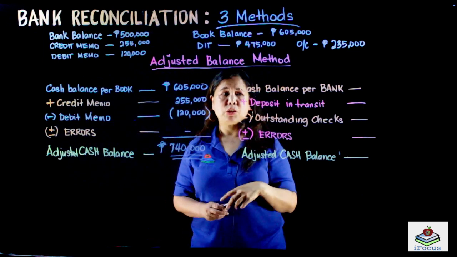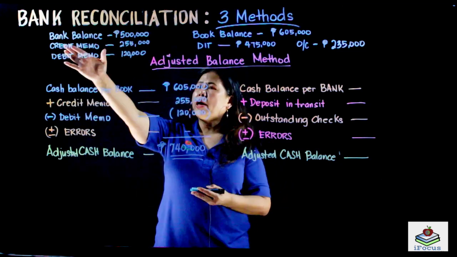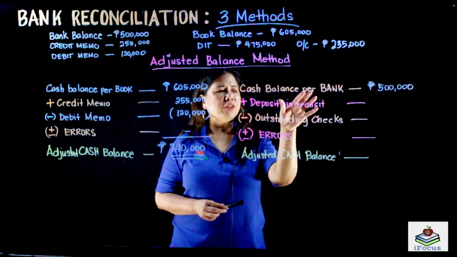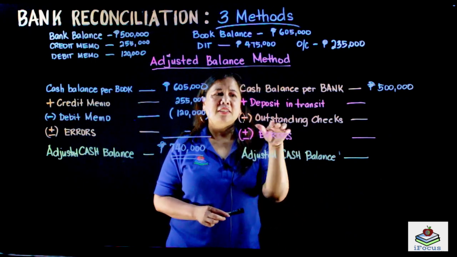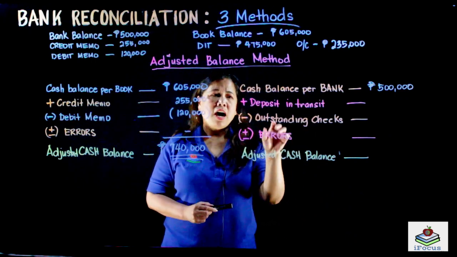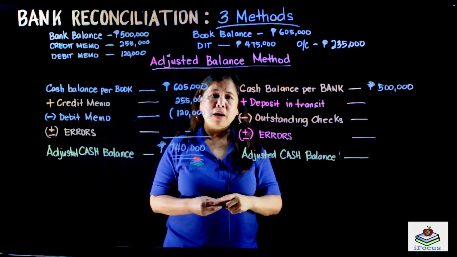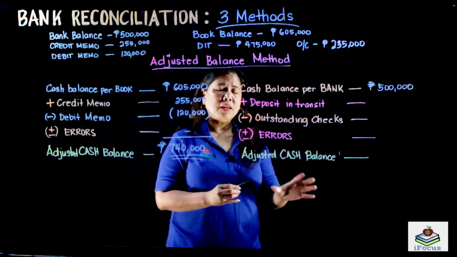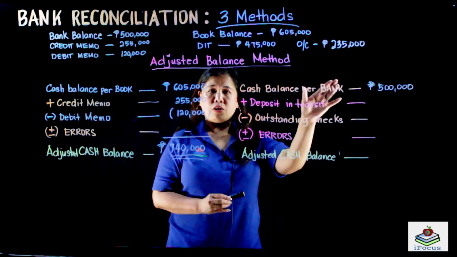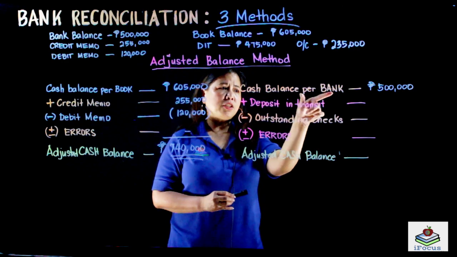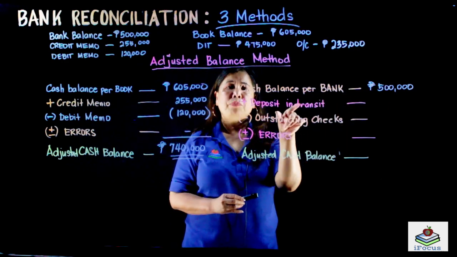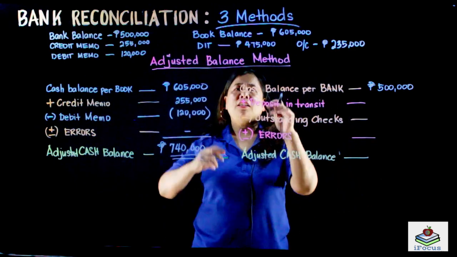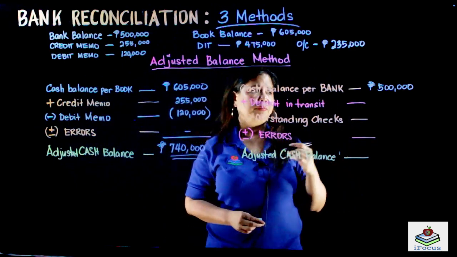On the cash balance per bank naman, we have a bank balance of 500,000. Then, on the cash balance per bank, i-add natin ang deposit in transit. Ang deposit in transit, ito yung mga deposit ng company sa bangko na hindi pa na-acknowledge ng bangko. Therefore, on the cash balance per bank, wala pa itong deposit in transit. Kaya i-add natin. And the deposit in transit is 475,000.